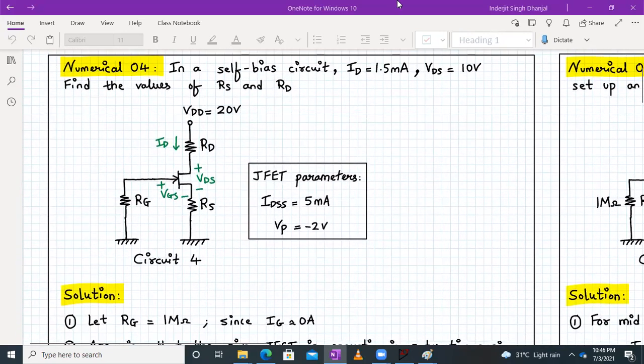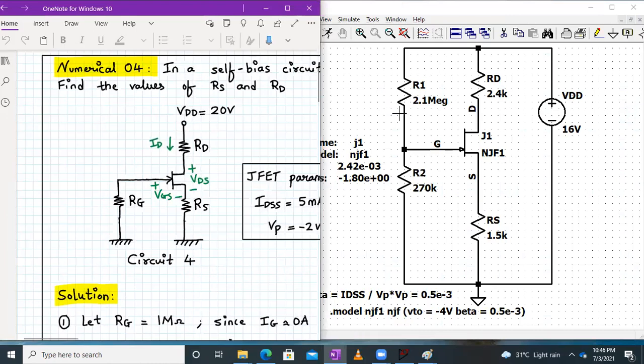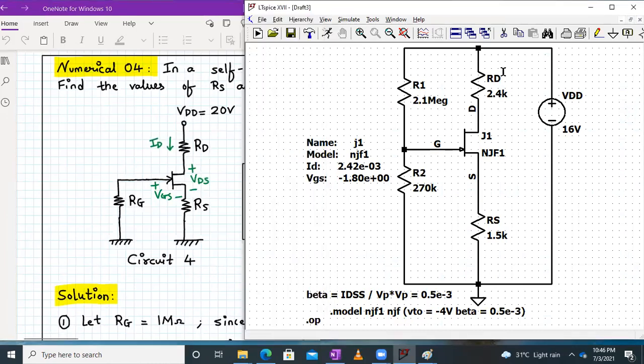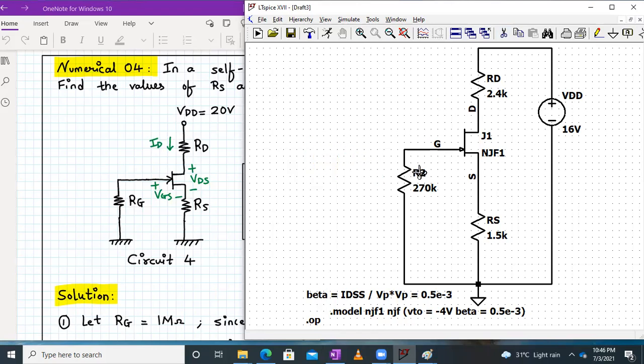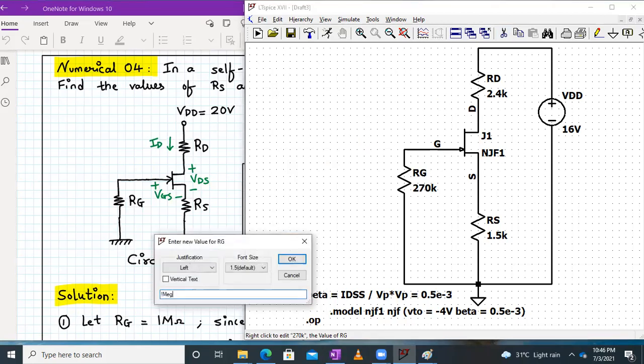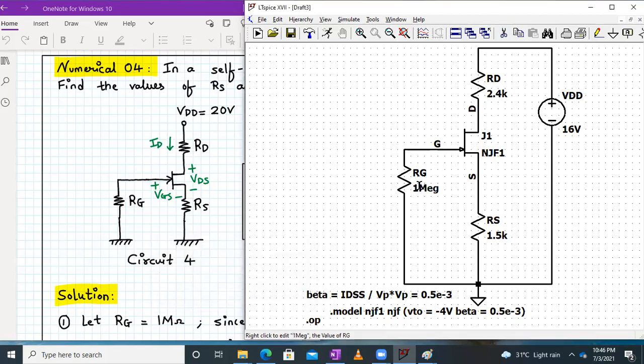Now let us check this out in LTSPICE. Again, we have to make it a self biasing circuit. So we have to remove this wire and this resistor from here. Now this becomes a self biasing circuit again. This I will rename as RG. RG value, we have assumed it to be 1 mega ohm. It is 1 MEG.